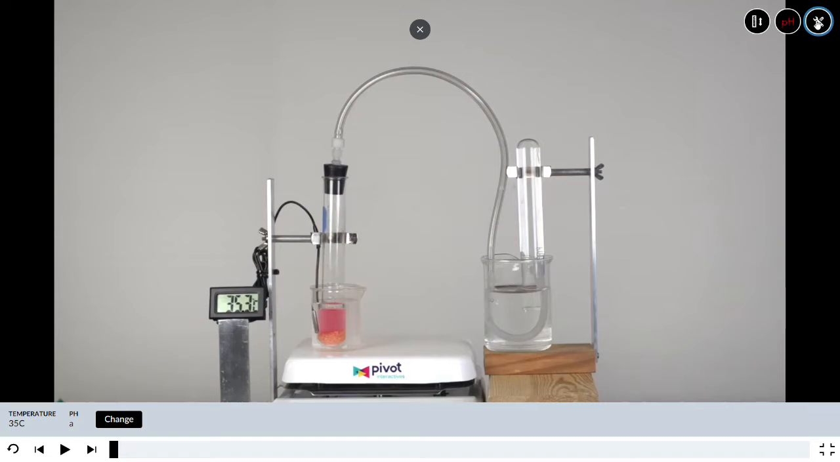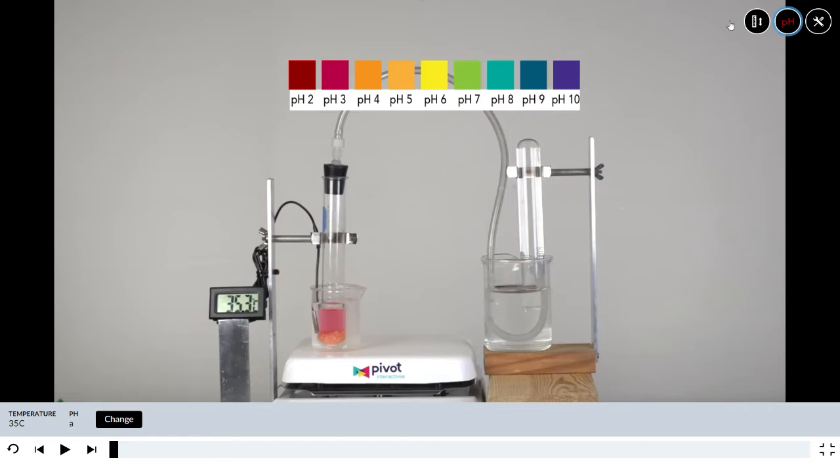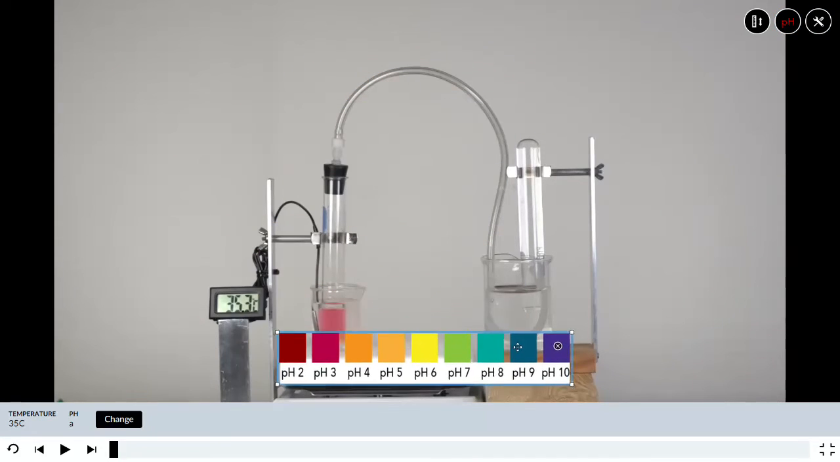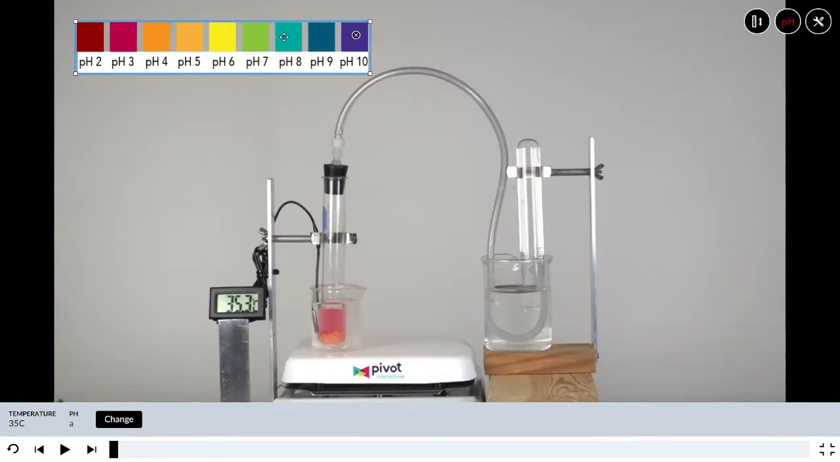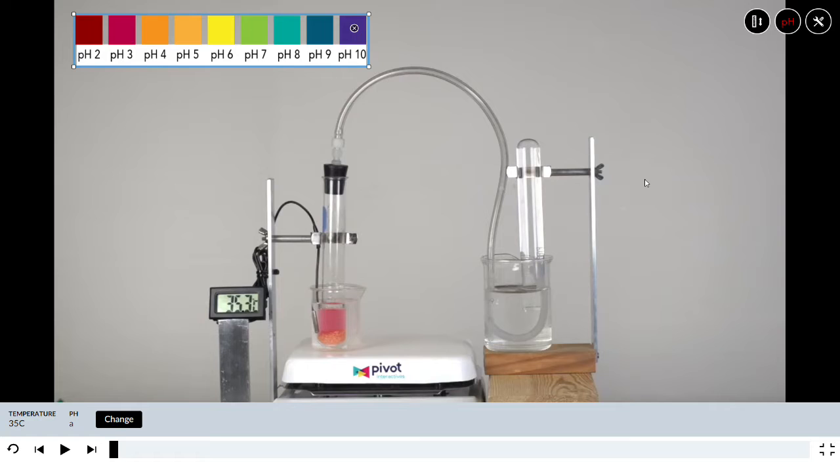So they go to their tools up here, and they bring out their pH chart, and then they can compare that, that color matches most closely with pH 3. Therefore, our pH at this point is pH 3, which is fairly low, and we're able to proceed from there.